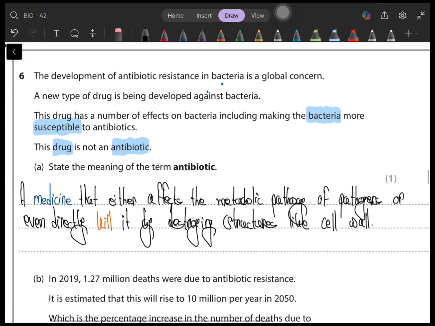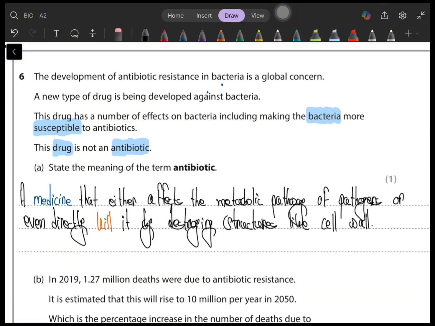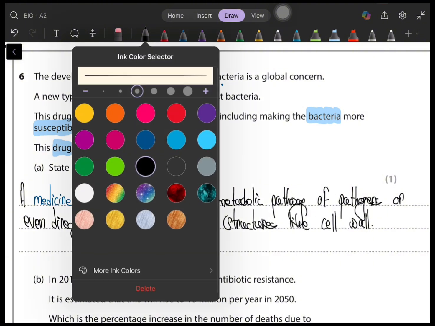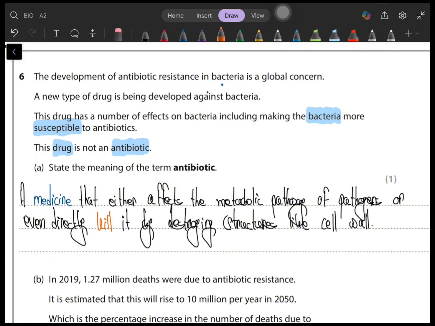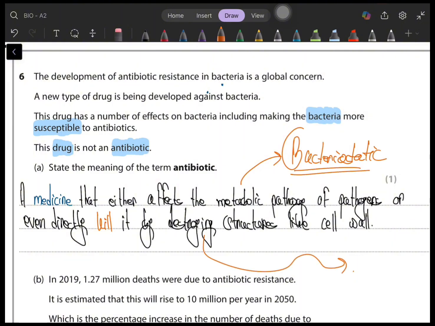So the first question is, the term antibiotic. It is a medicine that affects the metabolic pathway of a pathogen and can even directly kill it by destroying structures like the cell wall. When it affects the metabolic pathway, the antibiotic is what we refer to as bacteriostatic, and when it damages structures like the cell wall, the antibiotic is known as bactericidal.